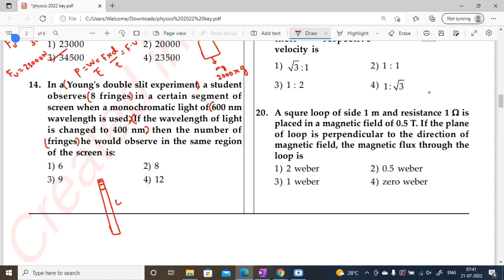When I have a dark fringe, next to that I'll have a bright fringe, and next to a dark fringe, a bright fringe. So the distance between two consecutive dark or two consecutive bright fringes gives me the fringe width, right? So fringe width is nothing but the distance between two consecutive dark or bright fringes. By this ideology, if I take the total length of the screen to be L, this L can simply be given by 8 times the fringe width.